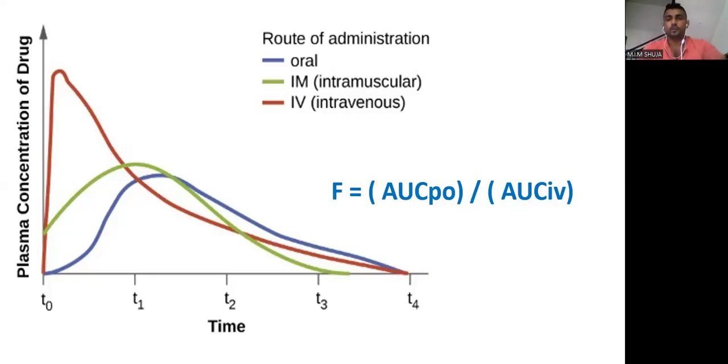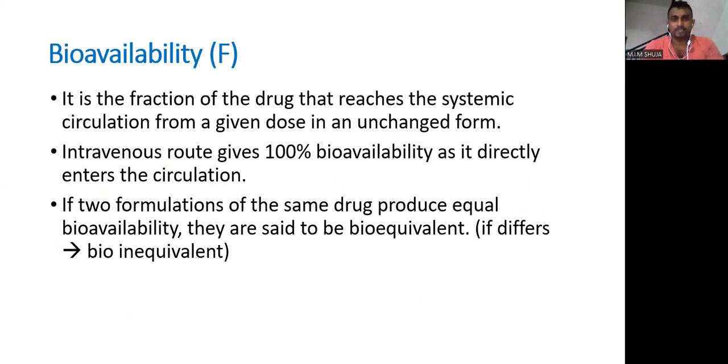So now you know how to calculate bioavailability, but don't worry, we don't ask you to calculate bioavailability. Know what bioavailability is. Bioavailability is simply the fraction of drug that reaches the systemic circulation from a given dose in an unchanged form. Whether it is oral, IV, IM, subcut, whatever, what is the fraction that reaches the systemic circulation? That is bioavailability.